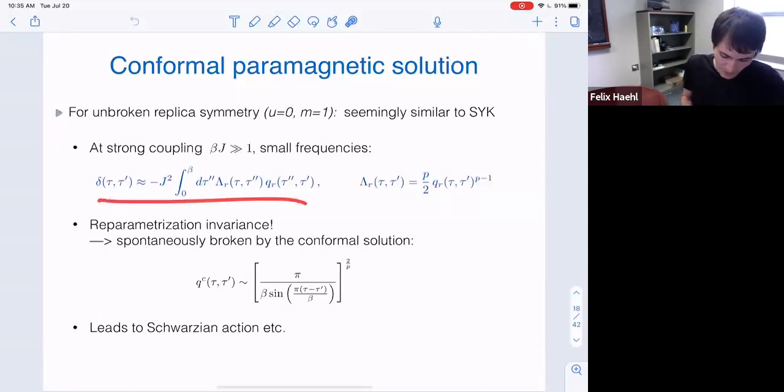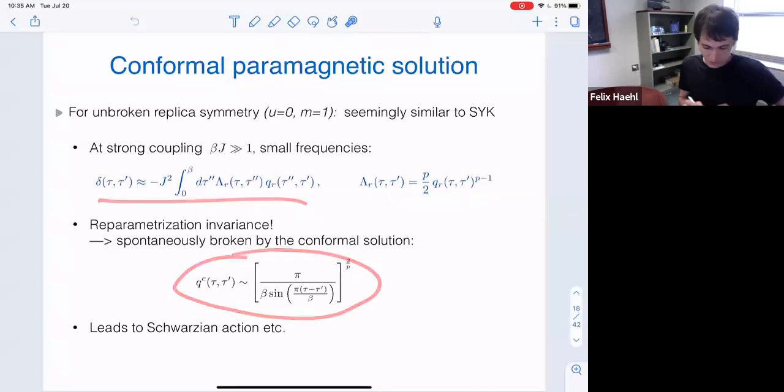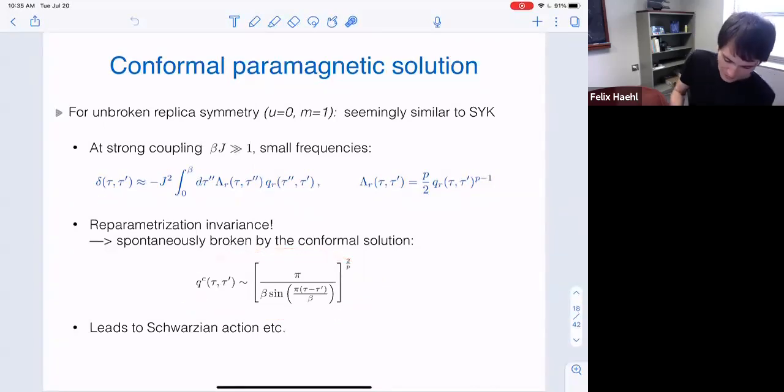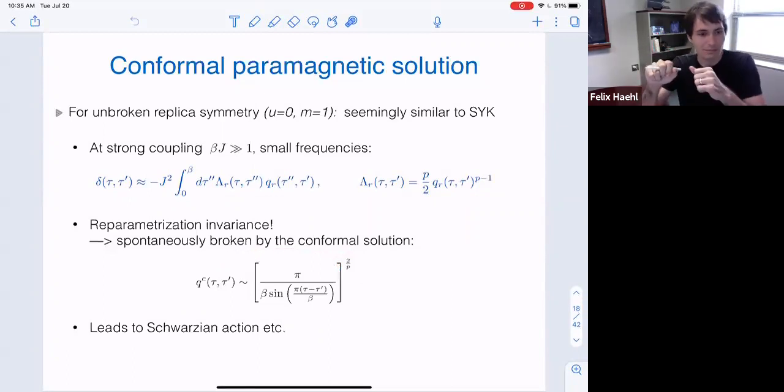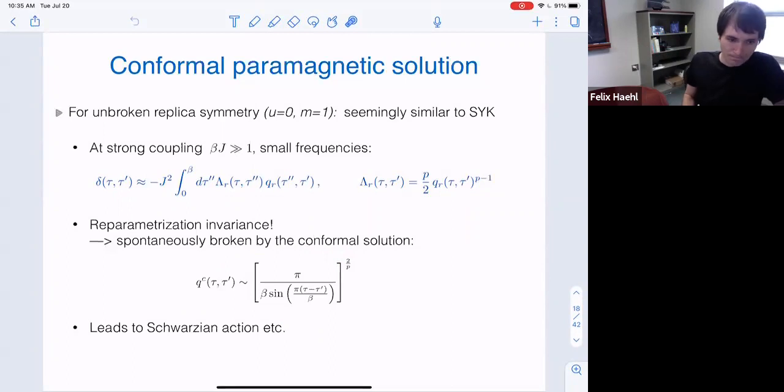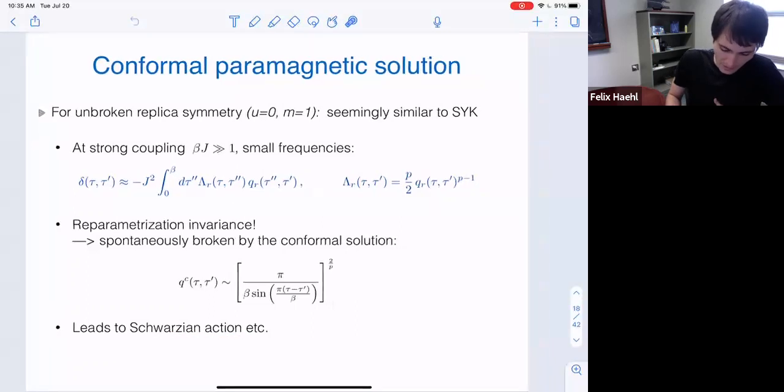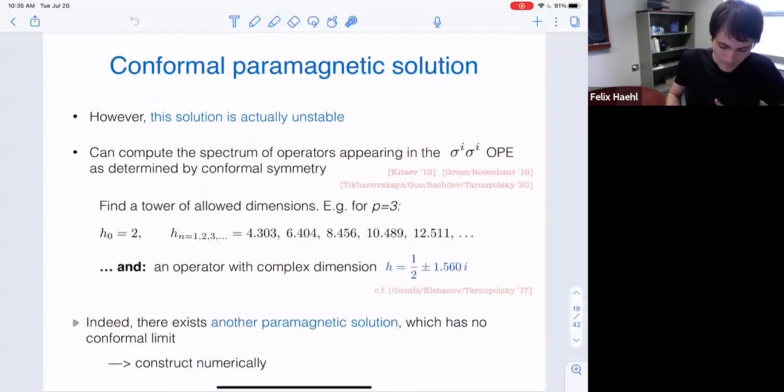So the solution to this equation is just this conformal scaling solution with a particular exponent that goes like 1 over p. P, I think I never said that. P is the order of the coupling. It's the number of indices that the J's have, these disordered couplings. And then the phenomenology of this solution is quite similar to the SYK case. There's a Schwarzian action and so on, which describes the soft reparametrizations.